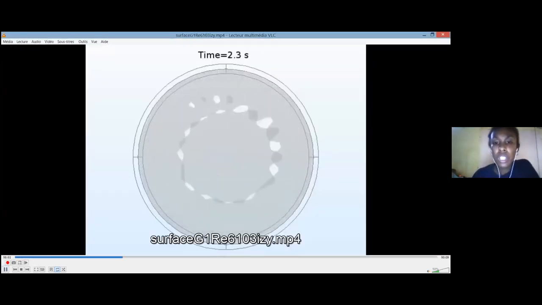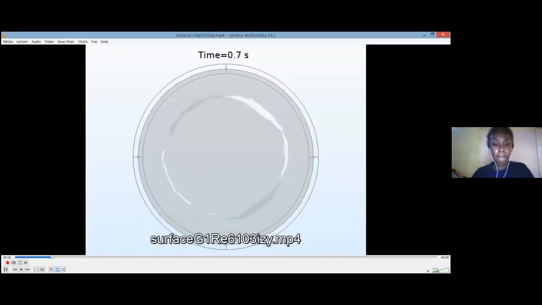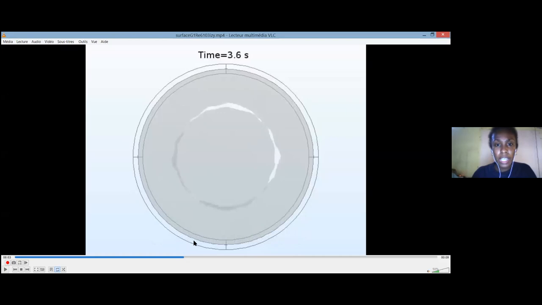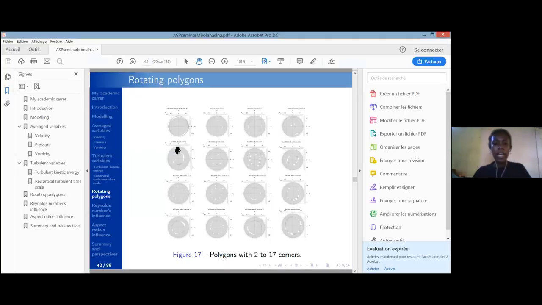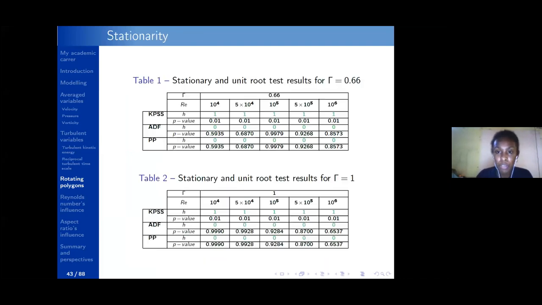So the free surface shows a polygonal pattern like this. Polygons are changing over time. This variation over time, we transform it into signals. So we have signals in which the values are the number of polygons varying over time.